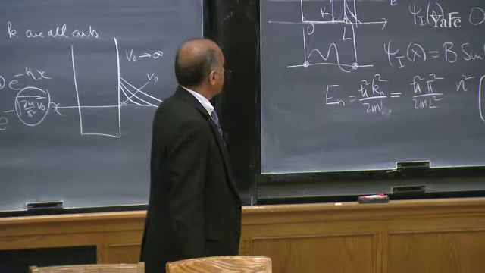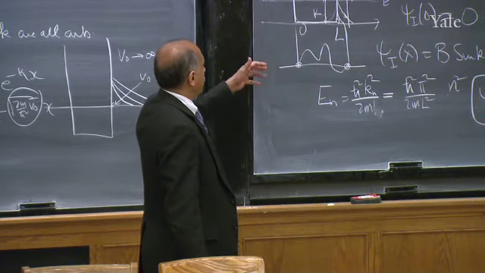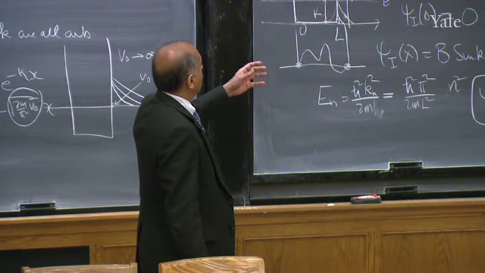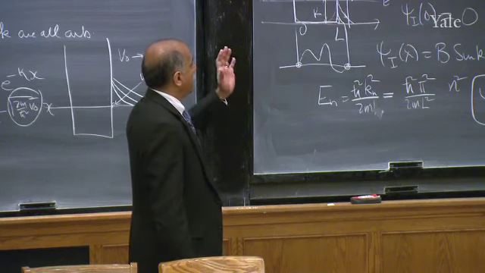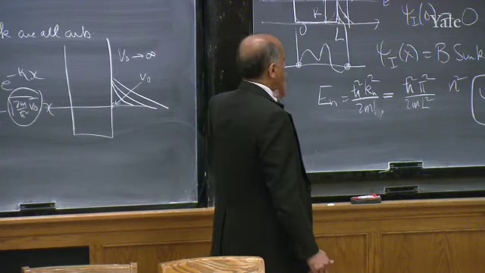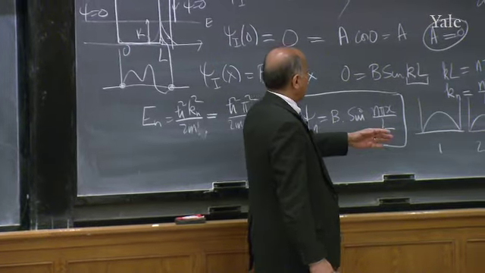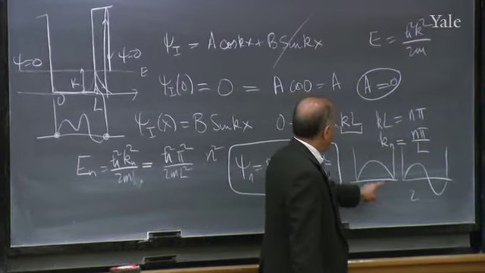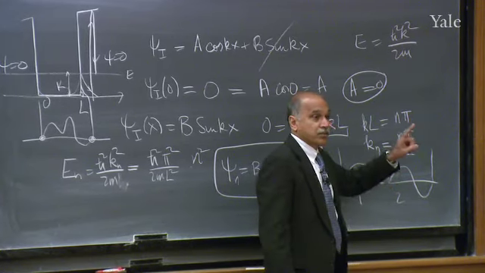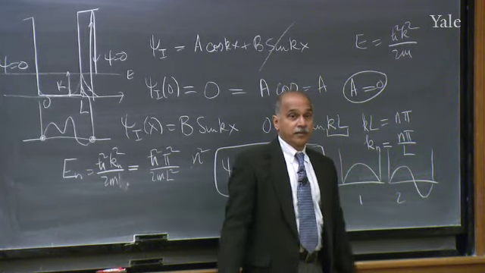So what you find is, of the three things that we thought are arbitrary, A is gone, and k is not arbitrary. k is again quantized to be what? nπ/L, so that the function does n half oscillations between one end and the other end.